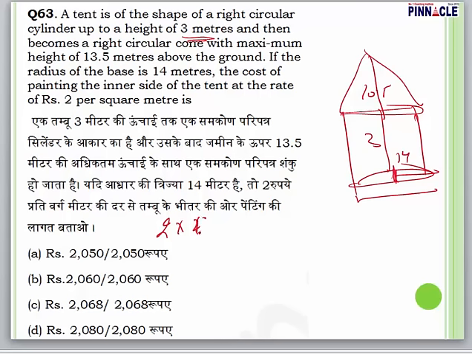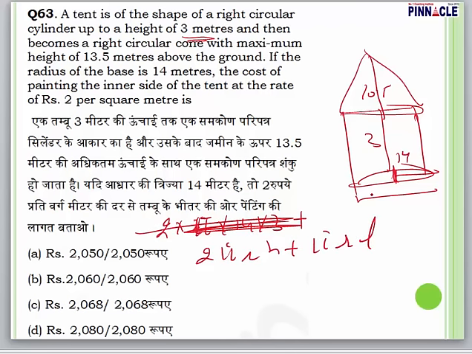2 pi r h plus pi r l, where r is the same in both cases. Now take common pi r, then 2h plus l would be the total surface area, and the per square meter cost is 2 rupees.